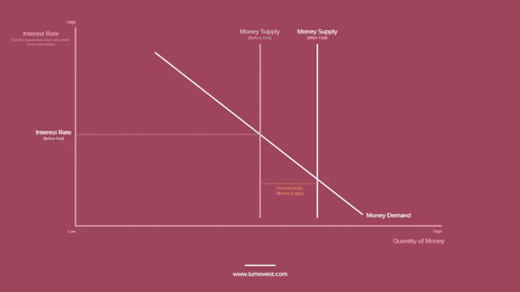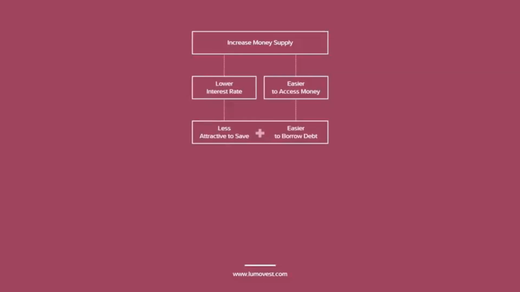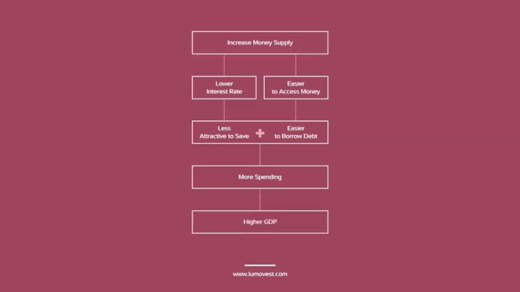When the Fed increases the supply of money relative to demand, the money supply line shifts to the right and the interest rate decreases. So not only does it become easier for consumers and businesses to access money, but with a lower interest rate, they earn less money from the money they have deposited in their banks. And with more money available at a lower interest rate, it becomes easier and cheaper to borrow debt, whether that's credit cards, mortgage, car loans, or student loans. All of these encourage people to spend money. Therefore, by increasing the supply of money in the economy, it becomes easier to access money, interest rate is reduced, and this encourages consumer, business, and government spending, which increases GDP.